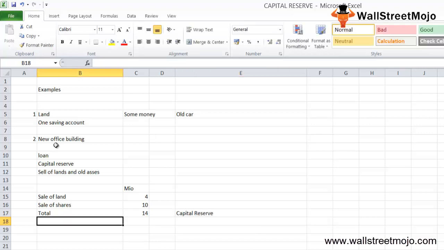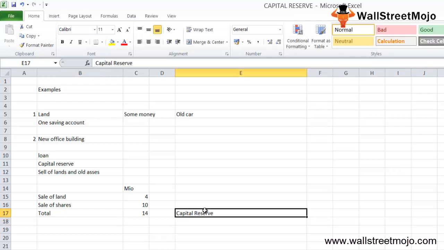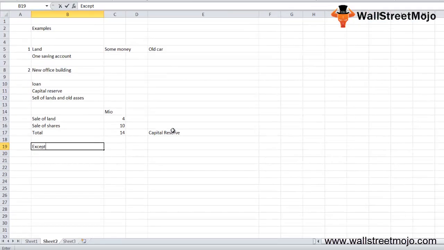The money received from this transaction is transferred to the capital reserve, and since the company is not entitled to pay any dividend to the shareholders out of their reserves, they can use their amount for building a new office building for the company. We have by far now understood the examples of capital reserve.